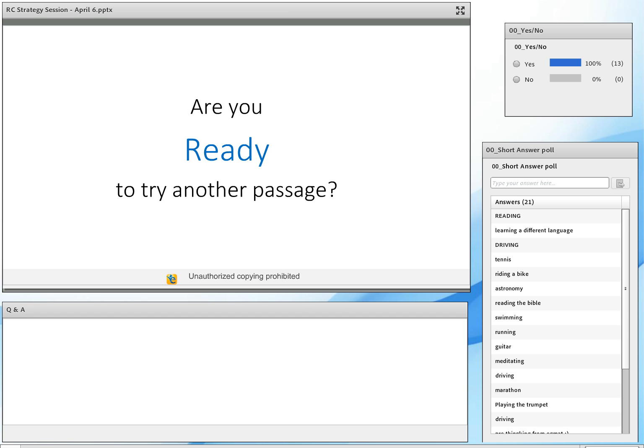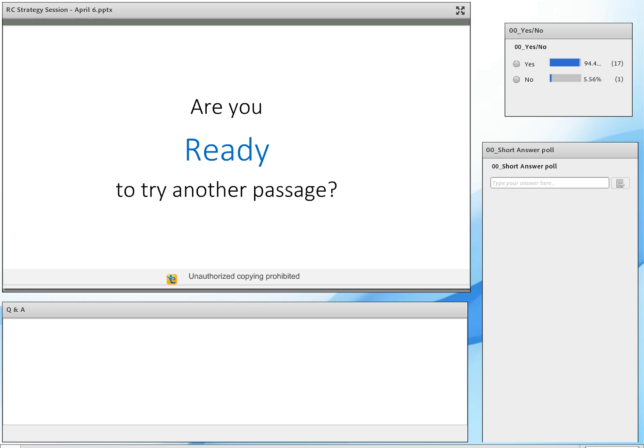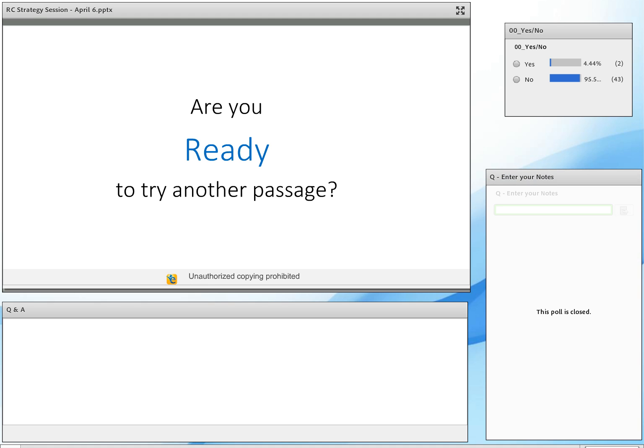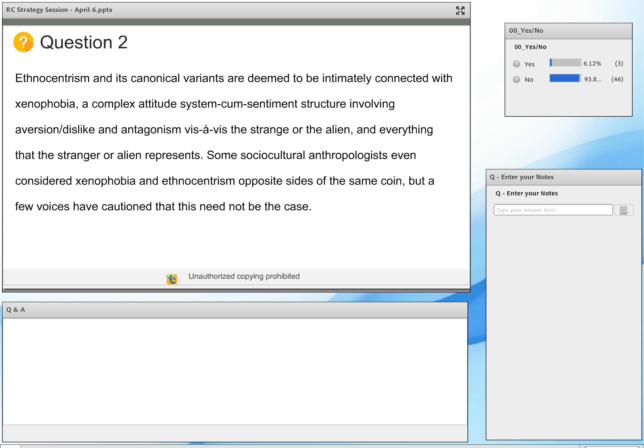Give yourself time to understand the passage, focus on each and every aspect in the passage. So we'll do the same drill now. Click on no over here, telling me that you haven't as yet read the passage. And then I will get you the notes pane as well. Here you go.